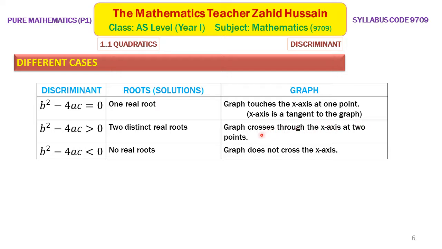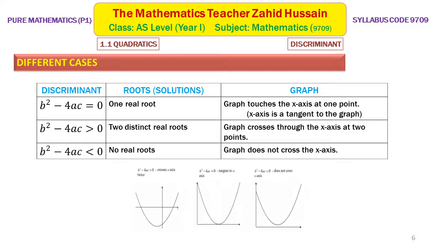In other words, you can say graph touches the curve at 2 points. And if b square minus 4ac, that is the expression or number within the square root sign, is less than 0, that is negative, then there will be no real root and graph does not cross the x-axis. Graph will not touch the x-axis. These are the three cases.